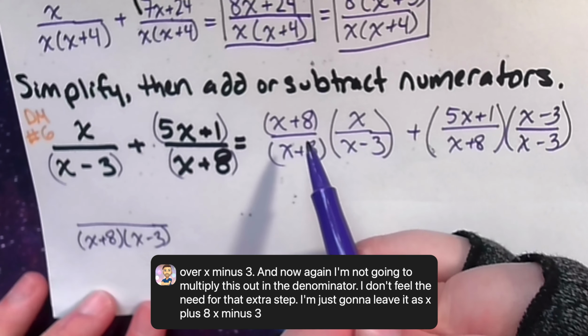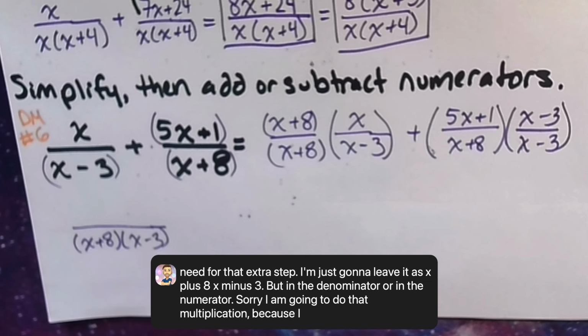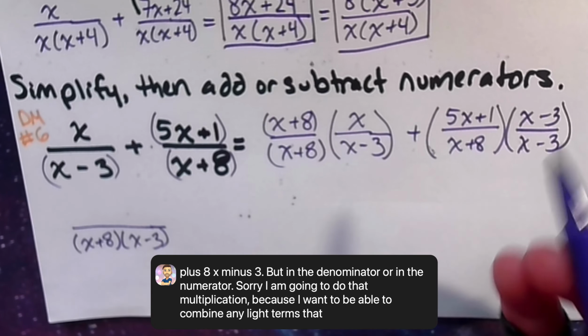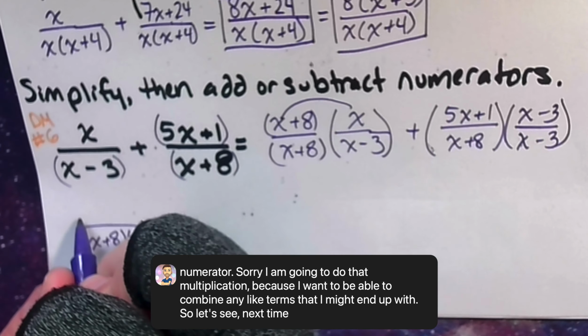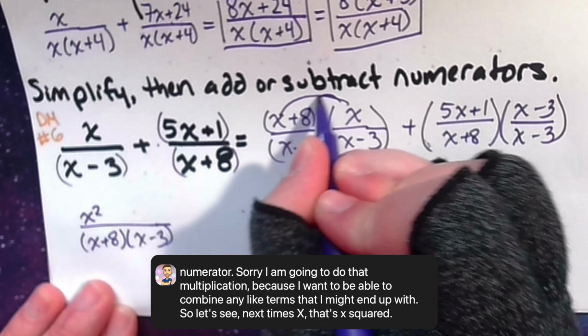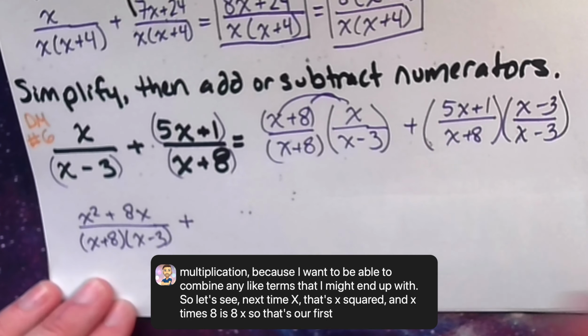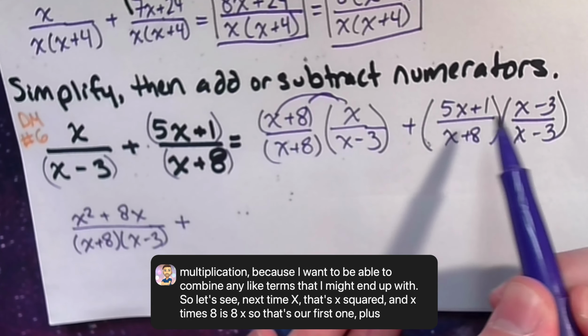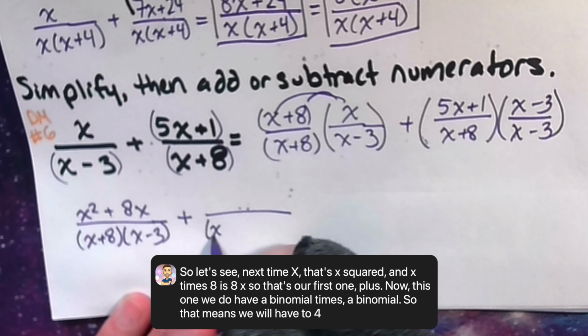But in the numerator, I am going to do that multiplication because I want to be able to combine any like terms that I might end up with. So let's see. x times x, that's x squared. And x times 8 is 8x. So that's our first one. Plus, now this one we do have a binomial times a binomial, so that means we will have to FOIL that.